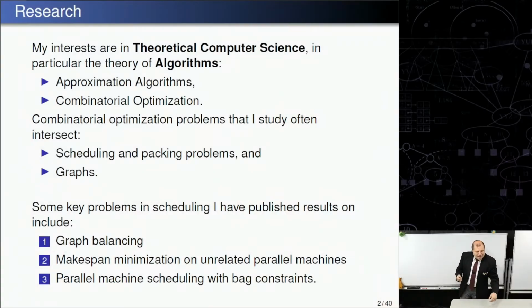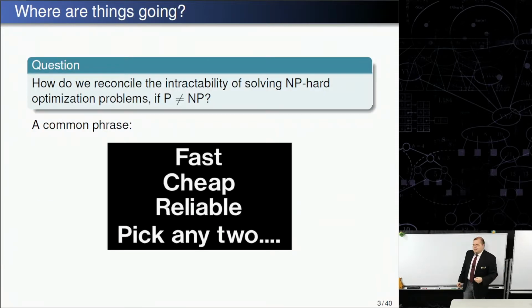So that being said, in this talk, I'm going to highlight some things from some of my work in about the last half-decade. I'll touch on a few things that I've been working on. So in particular, I'll be talking about so-called graph balancing, unrelated parallel machine scheduling, which is a classic problem in combinatorial optimization. And I'll be talking about and highlighting a more recently studied problem called parallel machine scheduling with bag constraints. Okay, so you might ask, Dan, where are we going to start here?